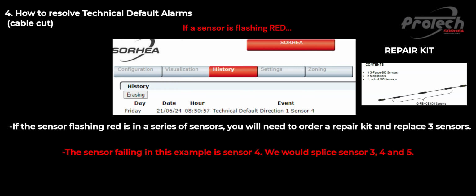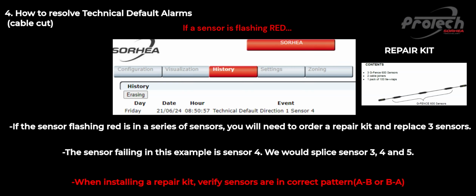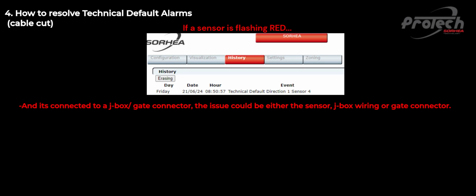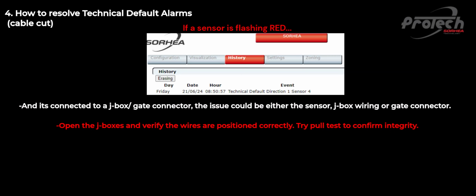We would splice sensors 3, 4, and 5. When installing the repair kit, verify sensors are in correct pattern. If a sensor is flashing red and it's connected to a J-box, the issue could be either the sensor, J-box wiring, or gate connector. Open the J-boxes and verify the wires are positioned correctly. Try a pull test to confirm integrity.